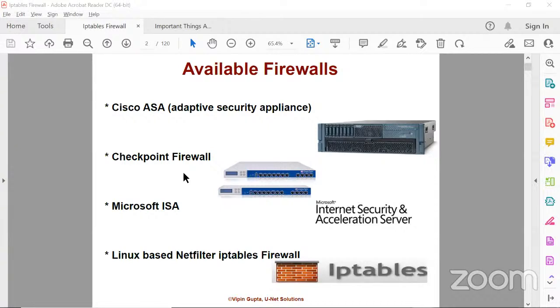And who can handle this firewall? Anyone who has the knowledge of 10 to 15 Linux commands can handle this iptables firewall. So in our case, we are going to take the practical example of this iptables firewall. And another advantage is that this is open source. That means you can modify the changes.